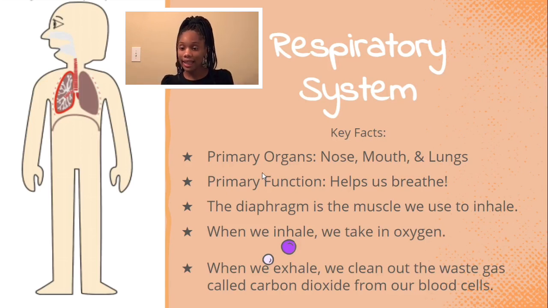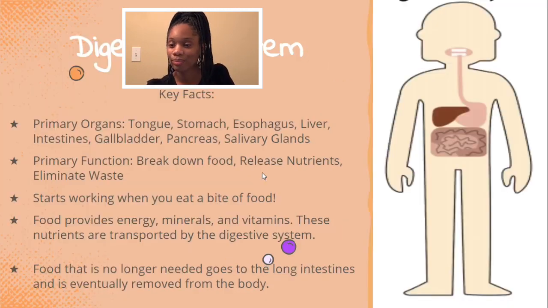When we exhale, which means we're breathing out, we are cleaning out the waste gas called carbon dioxide from our blood cells. We want to get rid of that carbon dioxide. We can't have too much of it in our bodies, or it's going to be harmful for us. So every time we breathe out, we are breathing out carbon dioxide. I did say it is a gas, so you cannot see it, but understand you are breathing out carbon dioxide when you exhale.